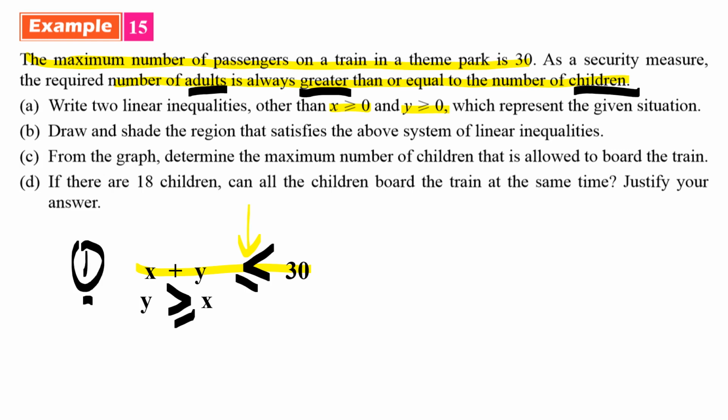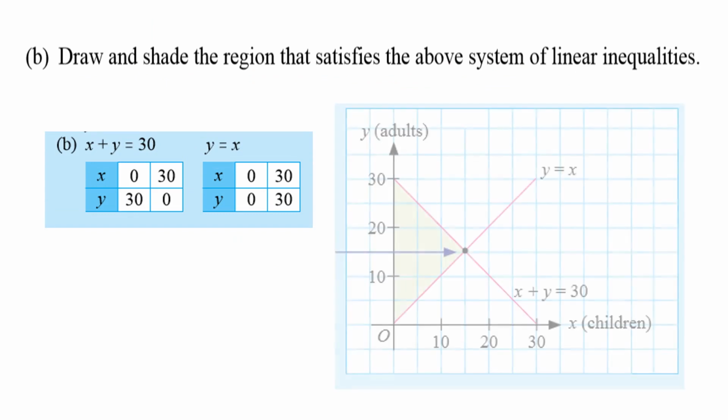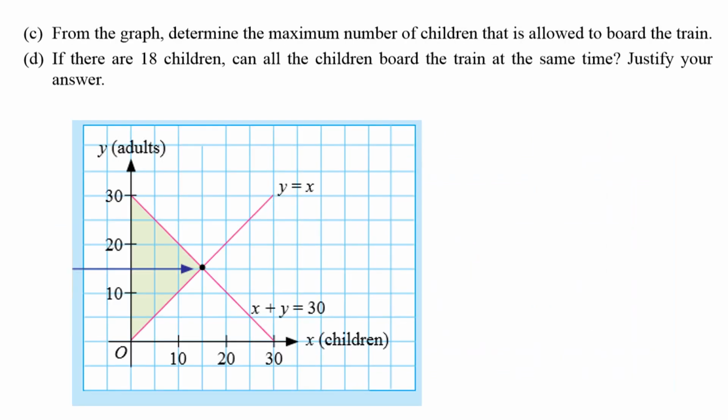One and two. Now we go to B. Draw and shade the region. To draw, as usual, you have to have the table, change into equation, get the points, plot the points, and then you'll get the graph. You draw the line, and then you shade the common region. So you get this graph, a shortcut. I don't show you one by one because this is our previous lesson. Okay, you have done B. So we go to question C.